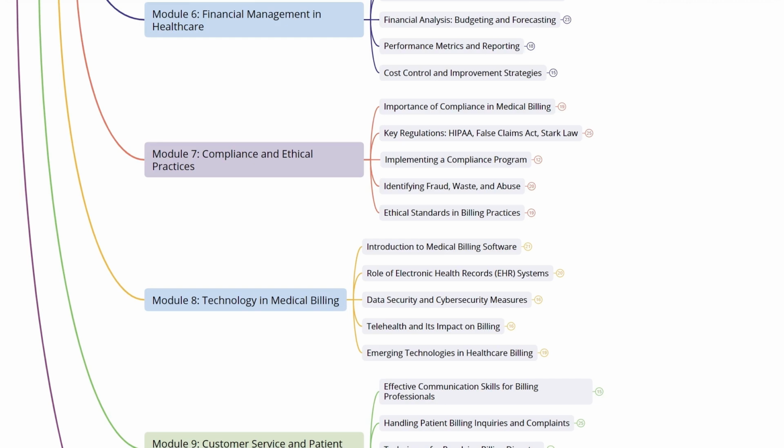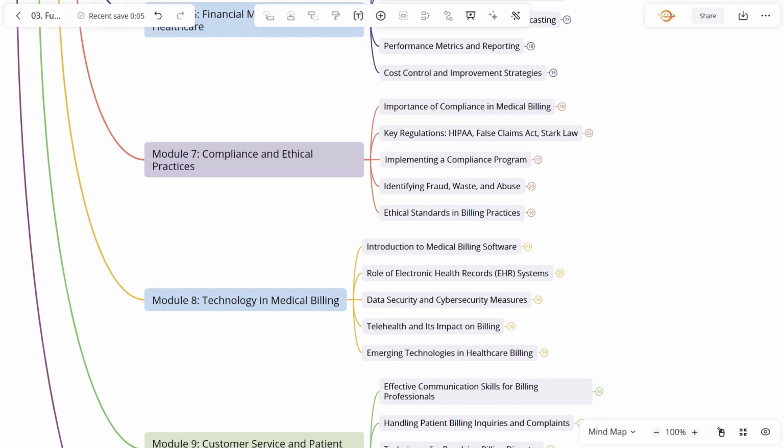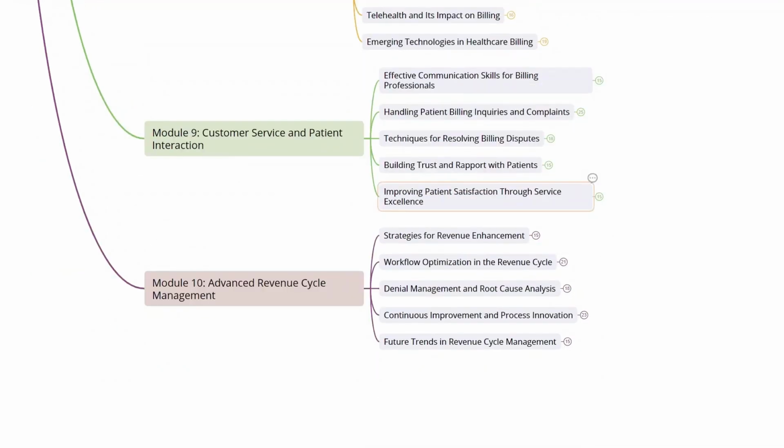Key factors in sustaining the financial health and reputation of healthcare organizations. This knowledge positions you as a responsible and forward-thinking professional capable of navigating the evolving landscape of healthcare reimbursement with confidence and integrity. Next, Module 9 and 10: Customer Service, Advanced Revenue Cycle Management, and Future of Healthcare Billing.